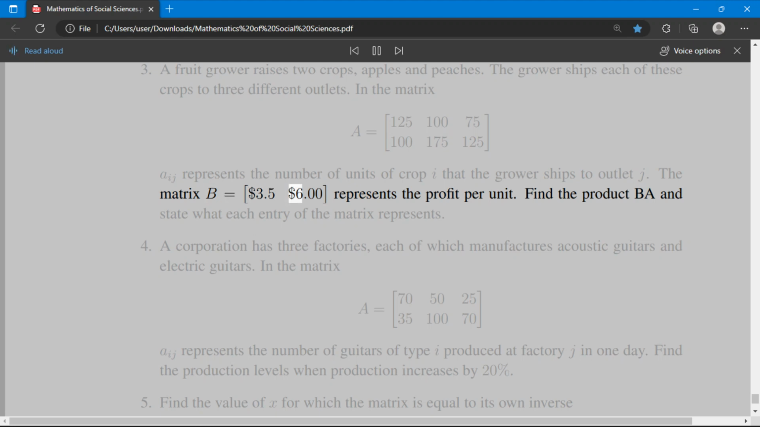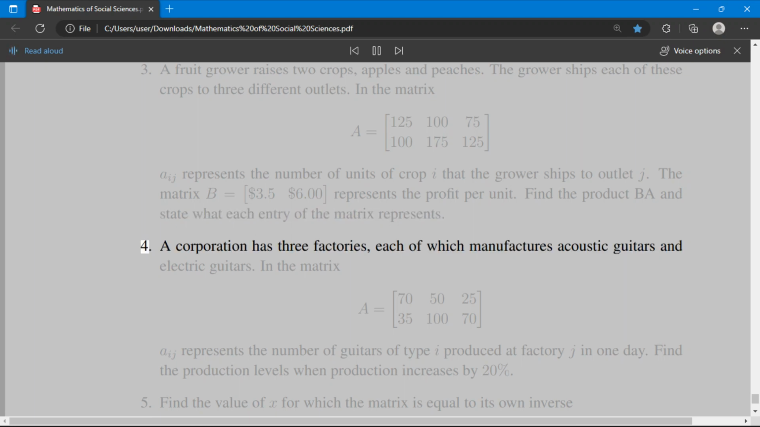The matrix B = [$3.50 $6.00] represents the profit per unit. Find the product BA and state what each entry of the matrix represents.